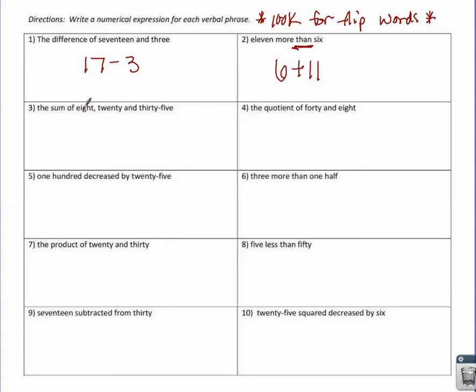The sum of 8, 20, and 35. Again, work left to right. The sum means you're adding. 8 comes first, then 20, and then 35. The quotient of 40 and 8. Quotient is division. 40 comes first, so that's on the top, and then 8 will be in the denominator.